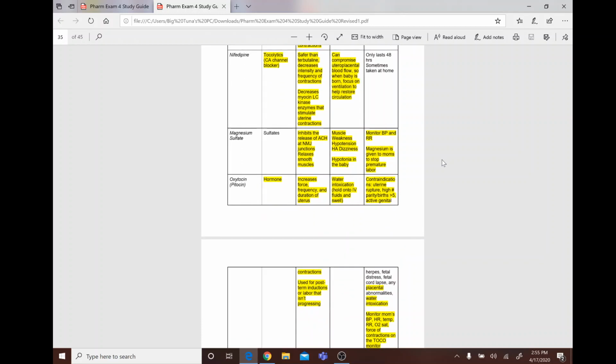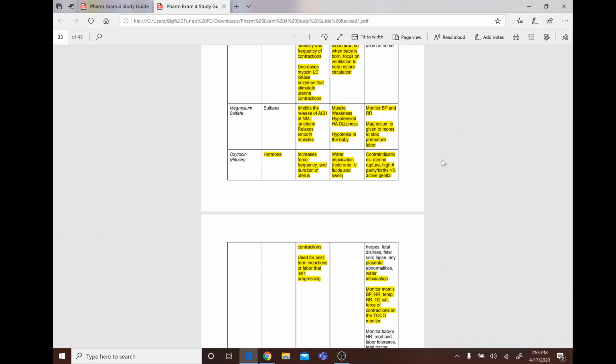What is the drug class of oxytocin or Pitocin? Hormone. What is the mechanism of action of oxytocin? Increases force, frequency, and duration of uterine contractions. What is oxytocin used for? Post-term inductions or labor that isn't progressing.